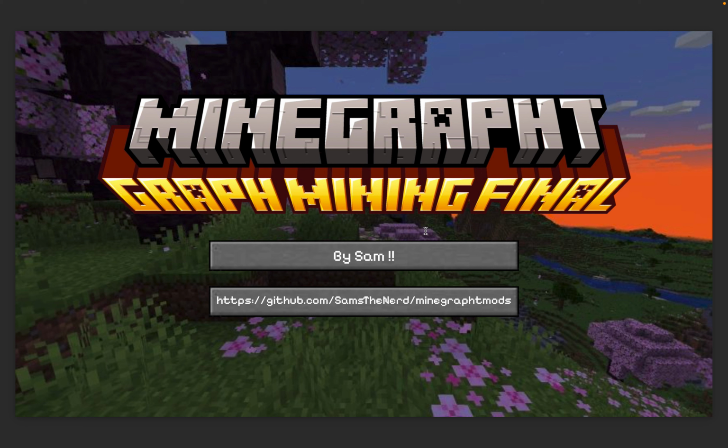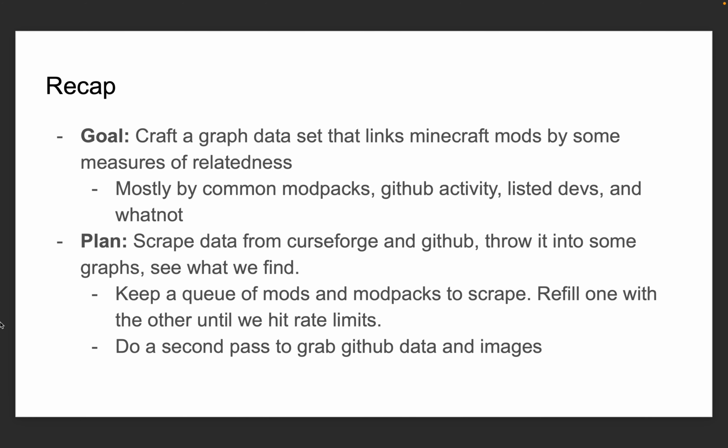So this is my Minegraph graph mining file, and for the context of the recording, there are people here listening to me, so I am not just talking to myself. There's a little GitHub link there. Most of the code is up there, not all of the code is up there, because some of the files got very large and couldn't fit. So recap, or I guess new information here.